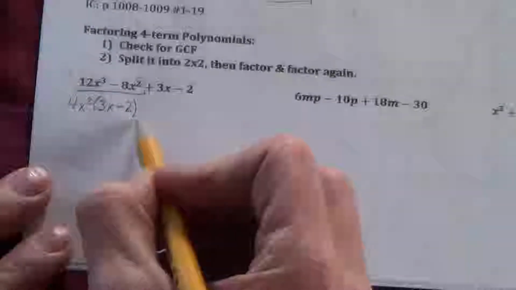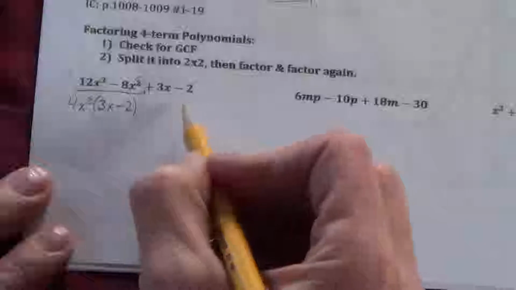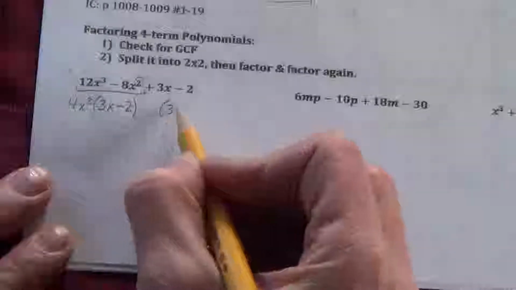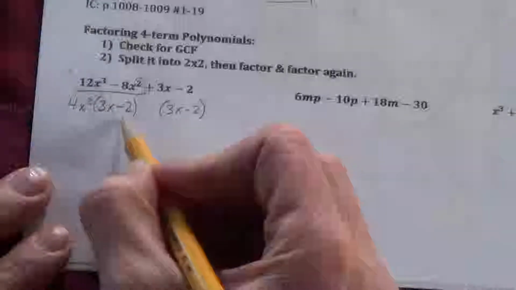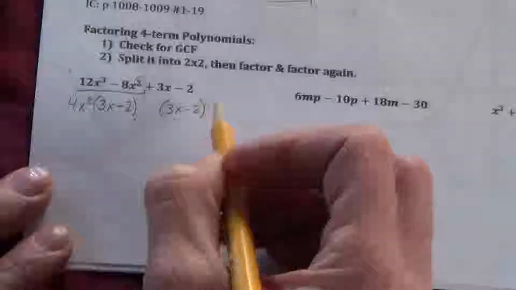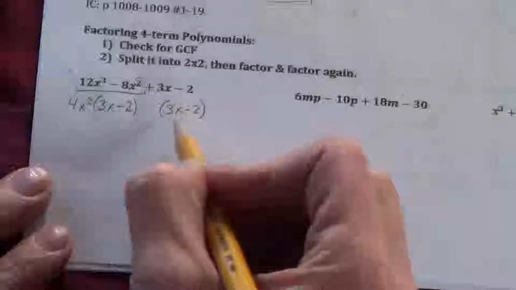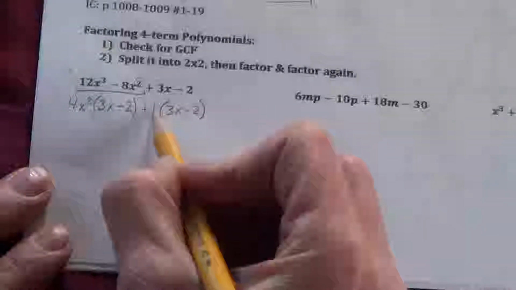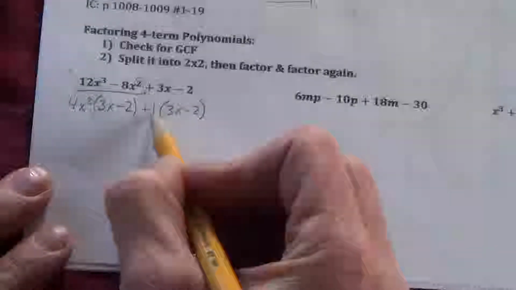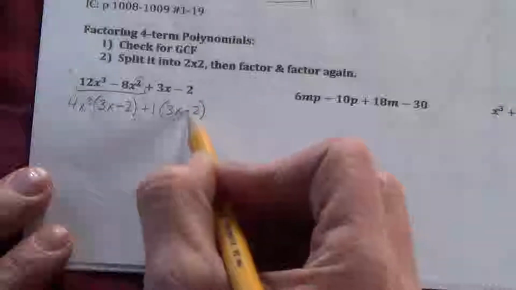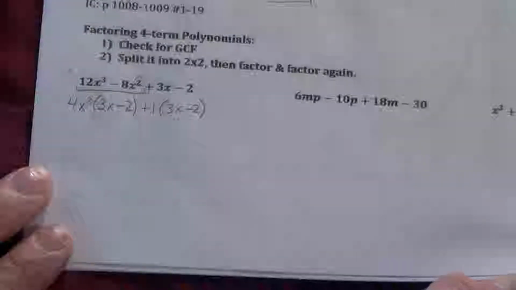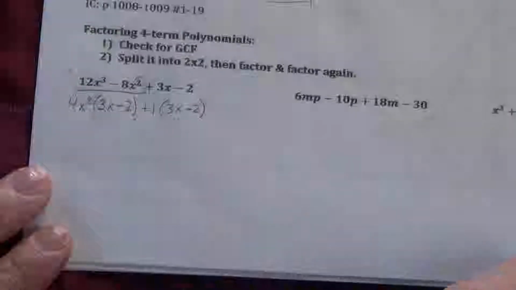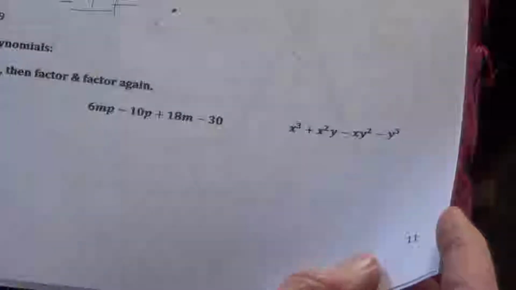Now I take that binomial and I write it again right over here because I'm wanting to eventually factor that out. So I need those identical. Now I ask myself, 3x times what will give me 3x? Well, that would just be a plus 1. 1 times negative 2 gives me negative 2. So I know that I have that. That's the first step. I want to go through the first step on all of these and then we'll go back and do the second step. So let's look at the next one.